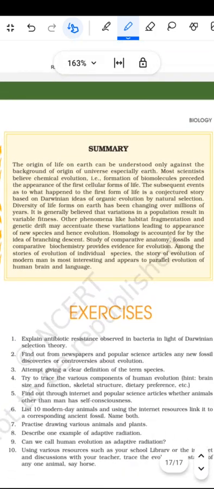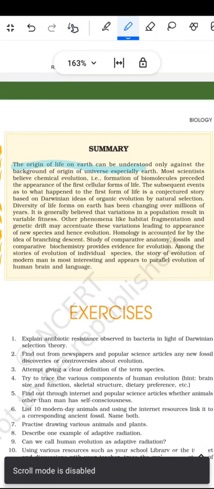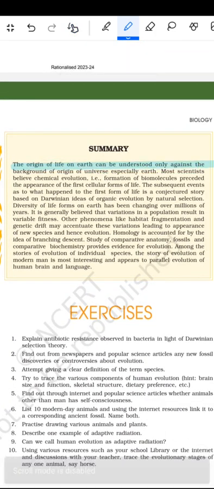फिर summary में NCERT कहता है कि the origin of life on the Earth can be understood only against the background of the origin of the universe, especially Earth. Most scientists believed chemical evolution, that means formation of biomolecules, preceded the appearance of the first cellular forms of life. The subsequent events as to what happened to the first form of life is a conjectured story based on the Darwinian idea of organic evolution by natural selection.